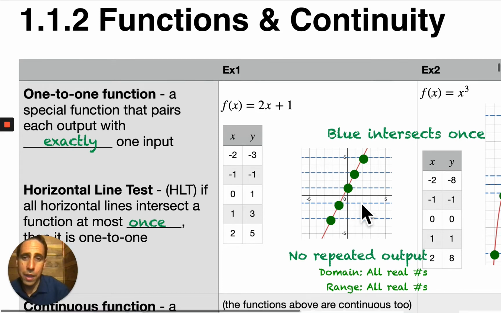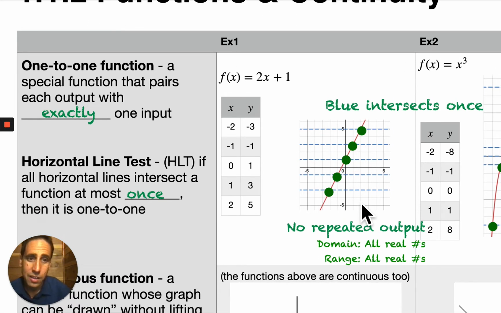It also passes the horizontal line test. If all horizontal lines intersect a function at most once, then it is one-to-one. So if you want to know whether each output is paired with exactly one input, you can see with horizontal lines that yes, it is. Like 5 as an output has only one input, 2. 3 has only one input, 1. The output of 1 has only one input, 0. There are no repeated outputs.